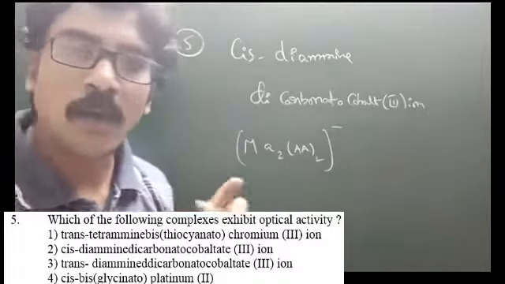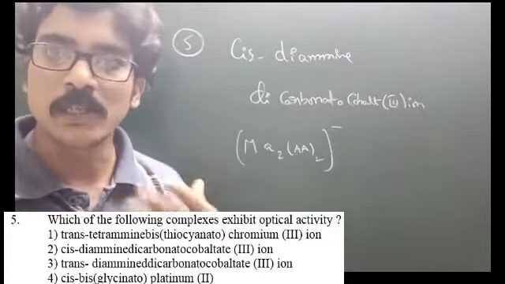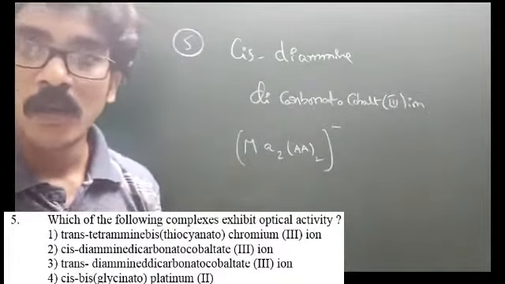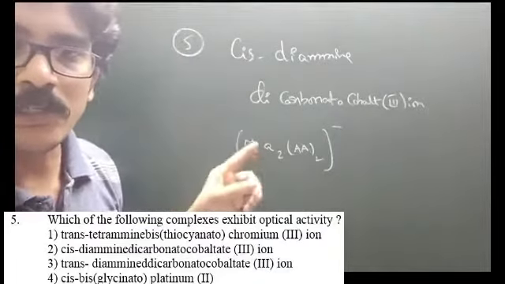Question number 5. Which of the following complexes exhibits optical activity? That means, exhibits optical isomerism, that is, which is optically active. Look at all these options.